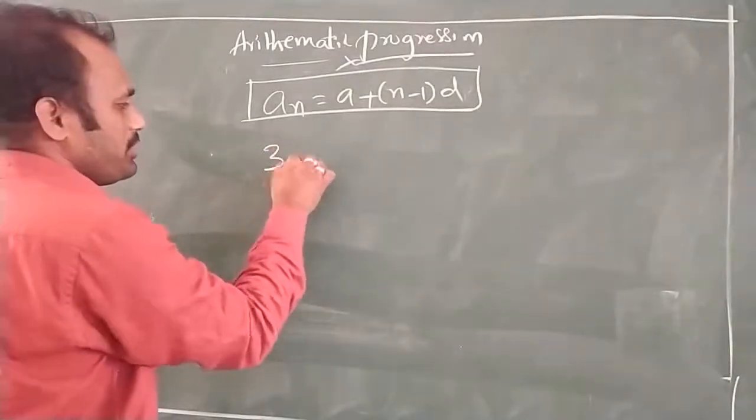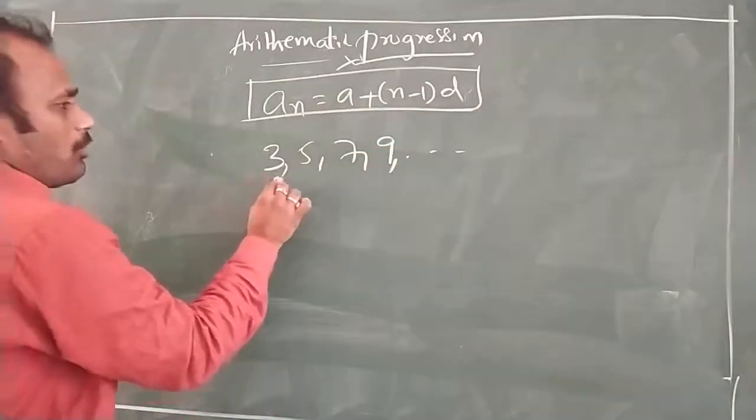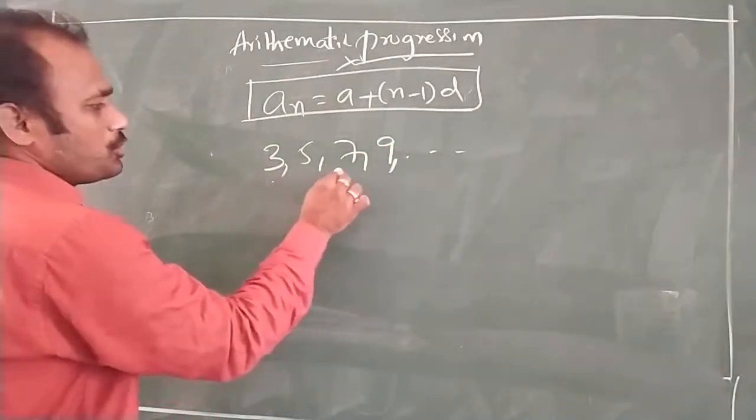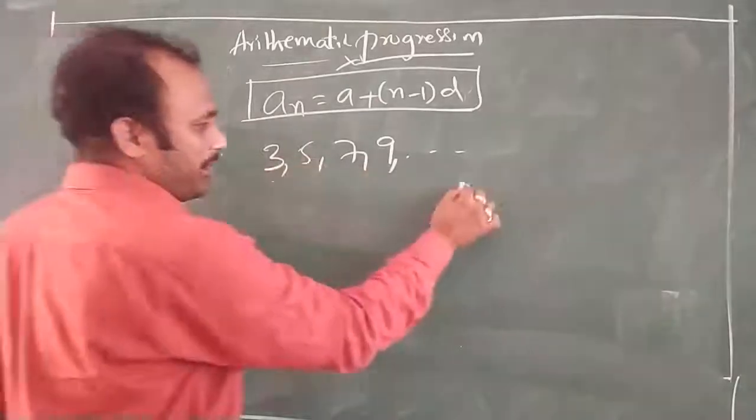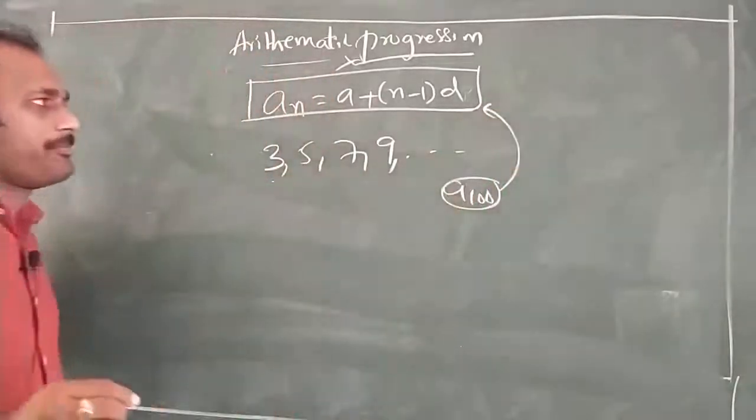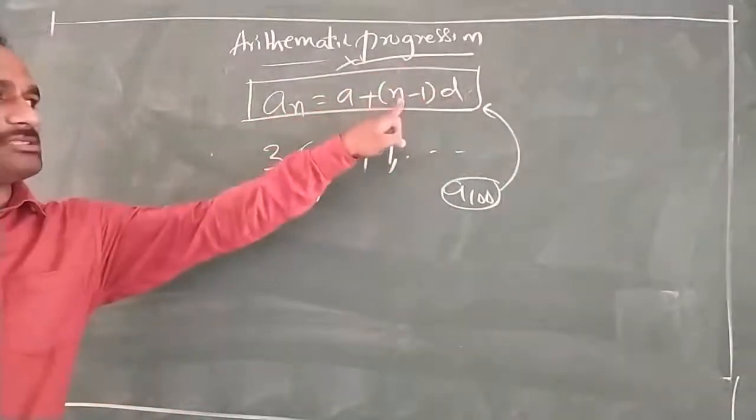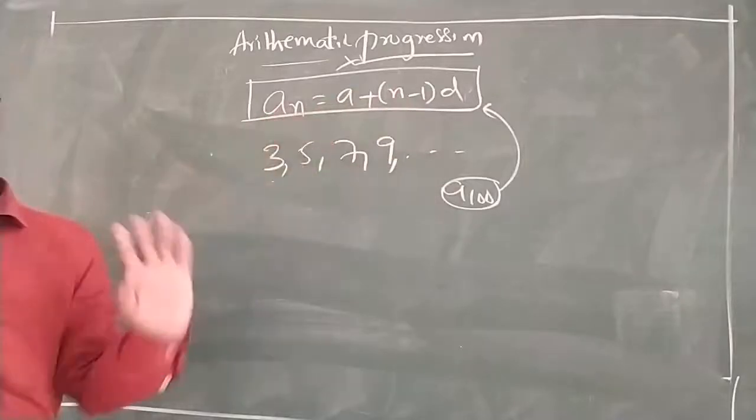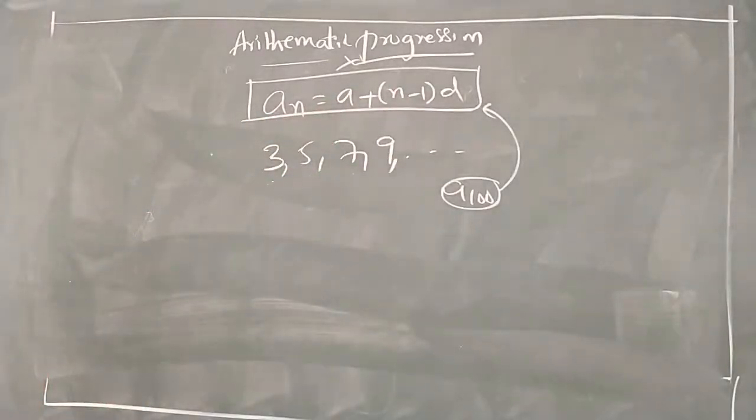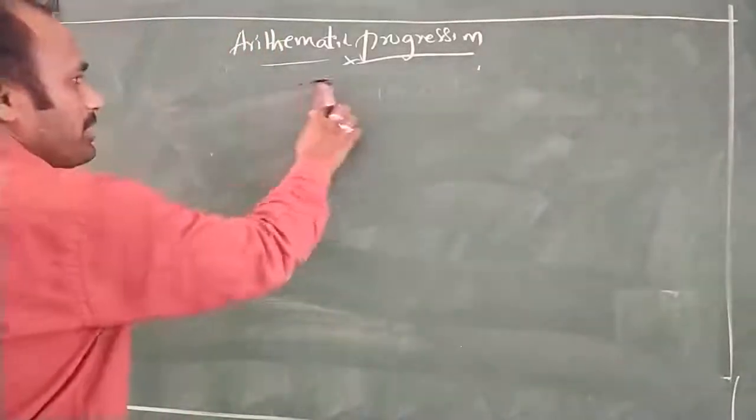Let us suppose 3, 5, 7, 9 is a series. How many terms are there here? 1, 2, 3, 4. If I want the 100th term, then I will go with this formula. Here a stands for the first term and d stands for the common difference. n means the number of the term that we want, and a_n means the nth term or the last term. Today we will discuss the sum of n terms of an AP.